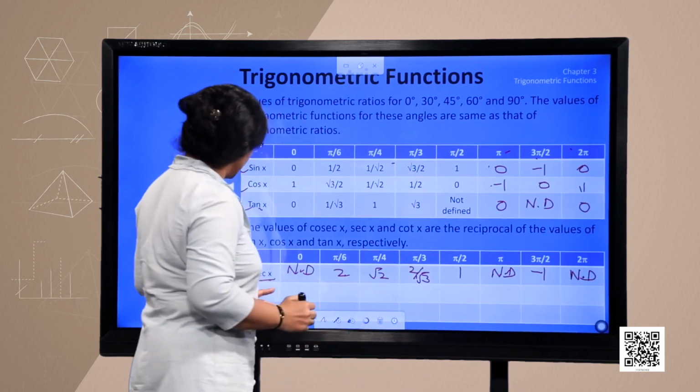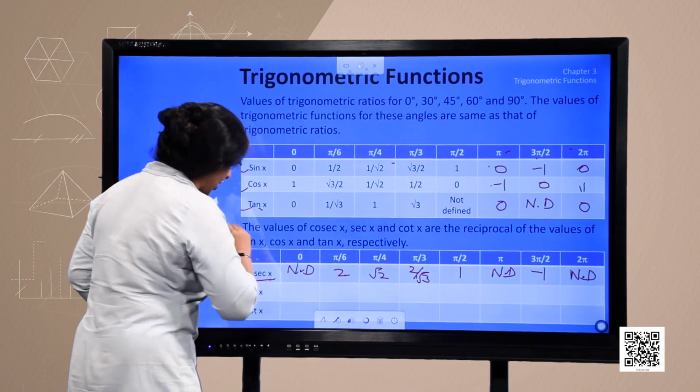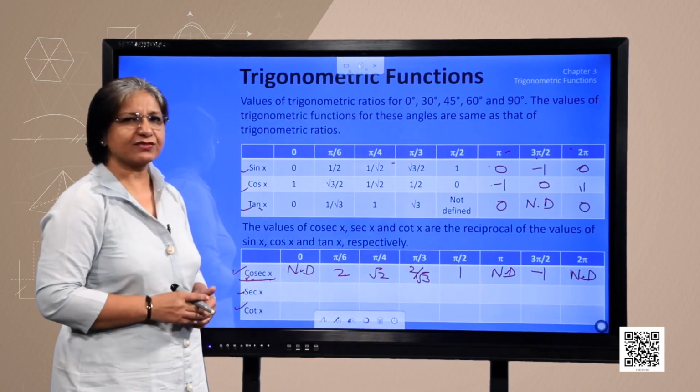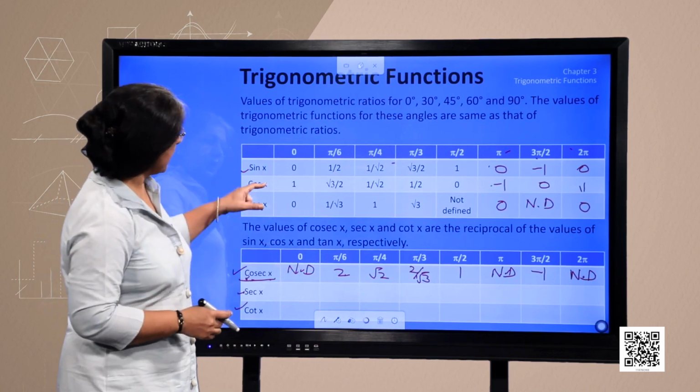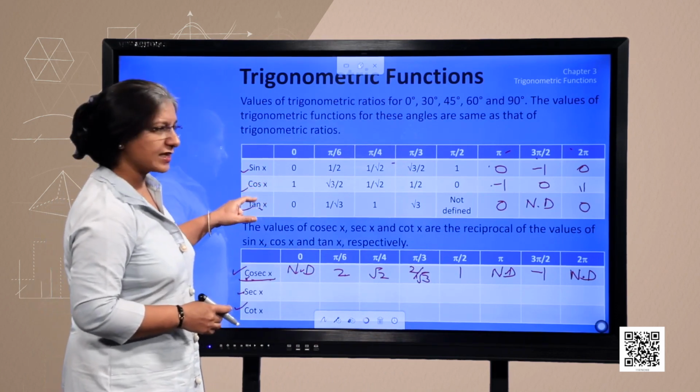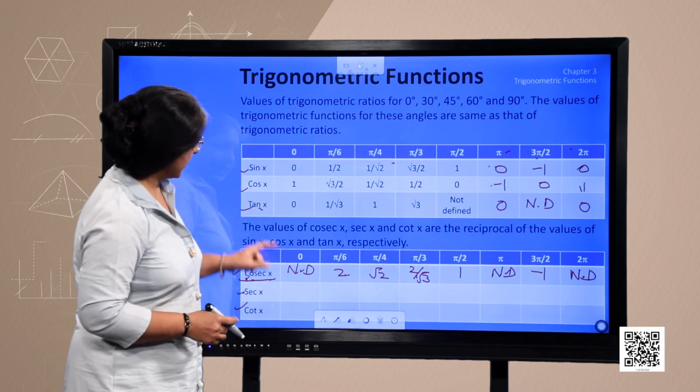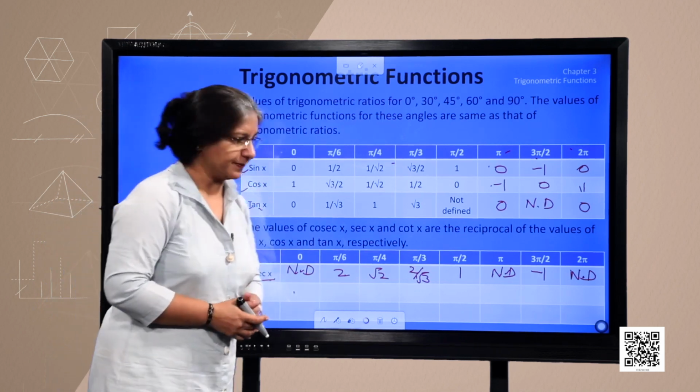Now, these two for sec x and cot x, this is an exercise for you. You can similarly find them by finding the reciprocal of cos x and tan x. You can fill this table.